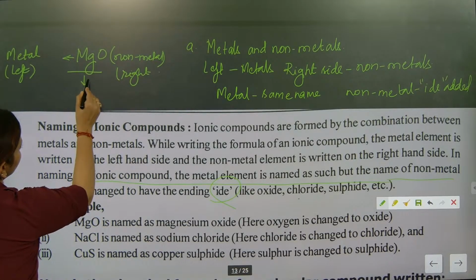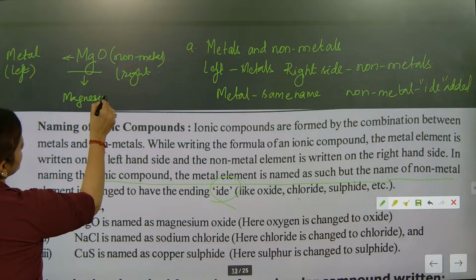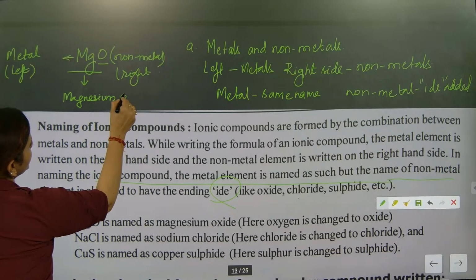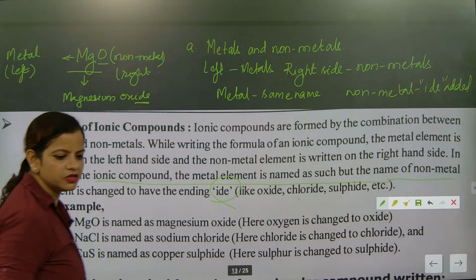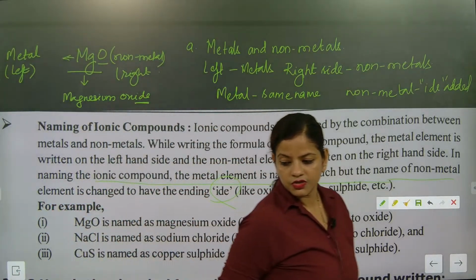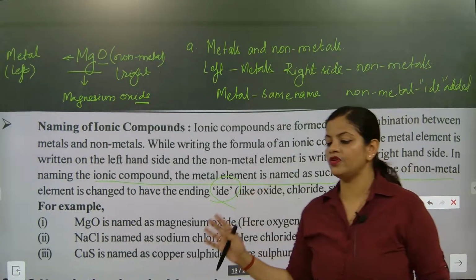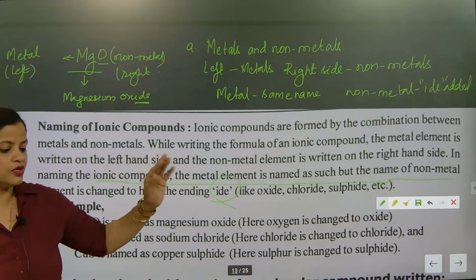Magnesium full name is written. The metal's full name is written. And oxygen is written as oxide. The last part, ide, is added. Done? All the 3 points crystal clear? That's exactly what I am talking about. I hope everyone who is present here has understood it in the simplest way.